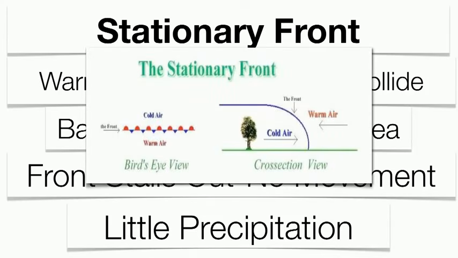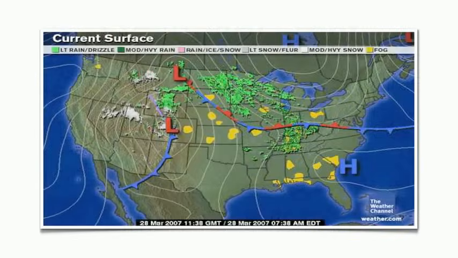So you'll see that the picture on the left shows you the stationary front symbol. On the right-hand side shows you what it might look like from the side as well. And again, here's a weather map that just gives you an idea in terms of where a stationary front might be located and the different characteristics with it.